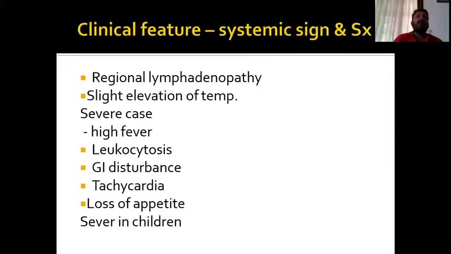Now coming to the systemic signs. As we all know, if a patient is having a disease, the first sign will be regional lymphadenopathy. And obviously, there will be a slight elevation of the temperature. There might be severe fever. Leukocytosis will be there. Gastric disturbances will be there. Tachycardia, loss of appetite. These symptoms are seen more in children, and the severity of these symptoms is greater in children.